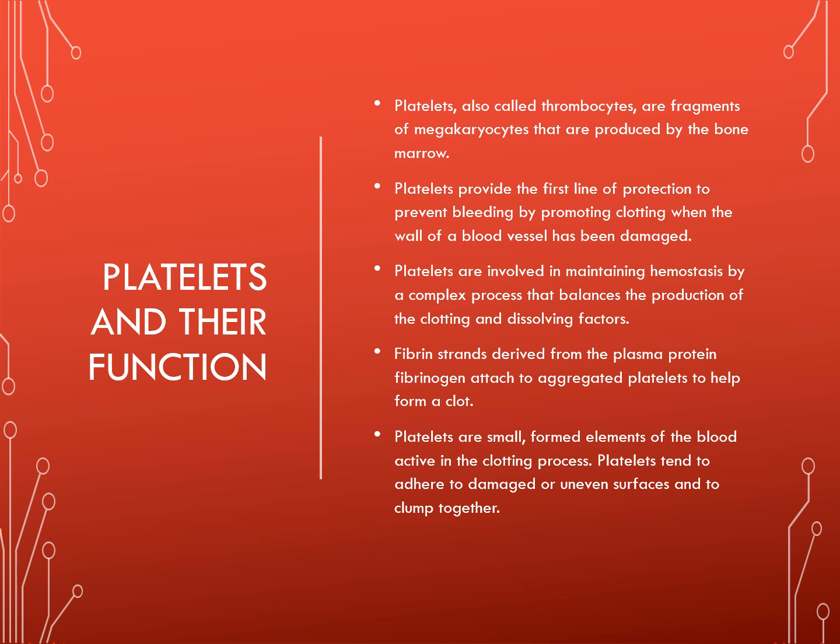Platelets provide the first line of protection after vasospasm to prevent bleeding by promoting clotting within the wall of a vessel that has been damaged. Fibrin strands derived from the plasma protein fibrinogen will attach to aggregated platelets to help form a clot. The normal laboratory platelet count range for an adult is 150,000 to 400,000 per millimeters cubed. The lifespan of a platelet is about 10 days. When the platelet count is low, there is a risk of spontaneous bleeding into the skin, kidney, brain, and other internal organs.